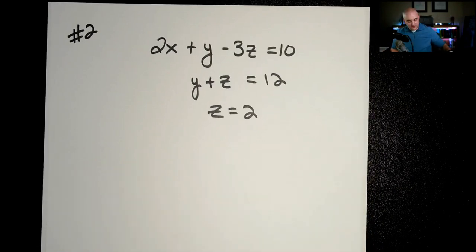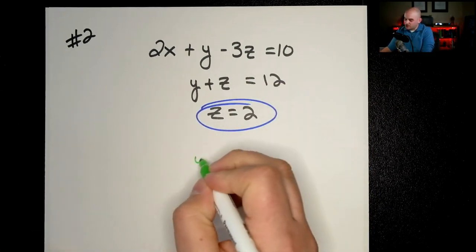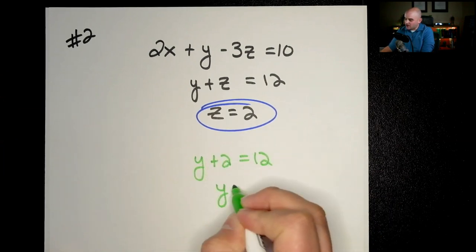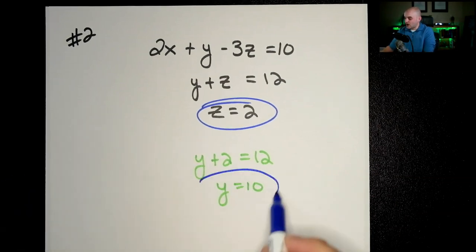All right, I take it that you've taken that chance to pause it. You gave it your best shot. Let's see if you got it right. So I already got z solved for. And then I'm going to say, okay, if I put 2 in for z into equation 2 there, I get y plus 2 equals 12, or y is equal to 10. So that solves the equation for y.